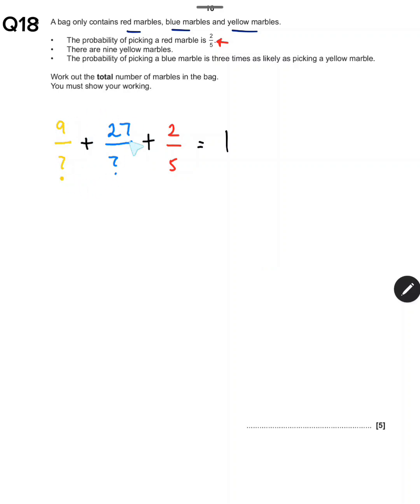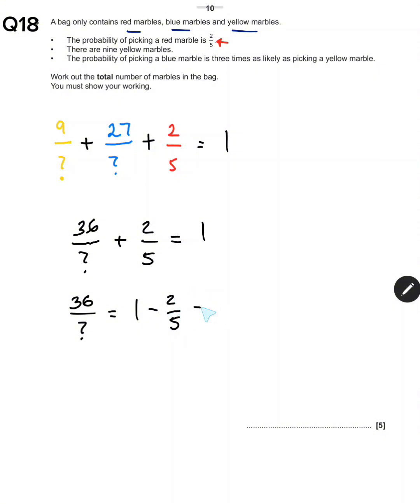So what I'm going to do is just add this fraction together on the left. 9 somethings add 27 somethings is 36 somethings. We've already got common denominators there, if you like. Added to 2/5 comes to the whole one. What I'm going to do now is just start to solve this. If I know this add 2/5 come to 1, then this here, 36 somethings, will just be 1 take away 2/5.